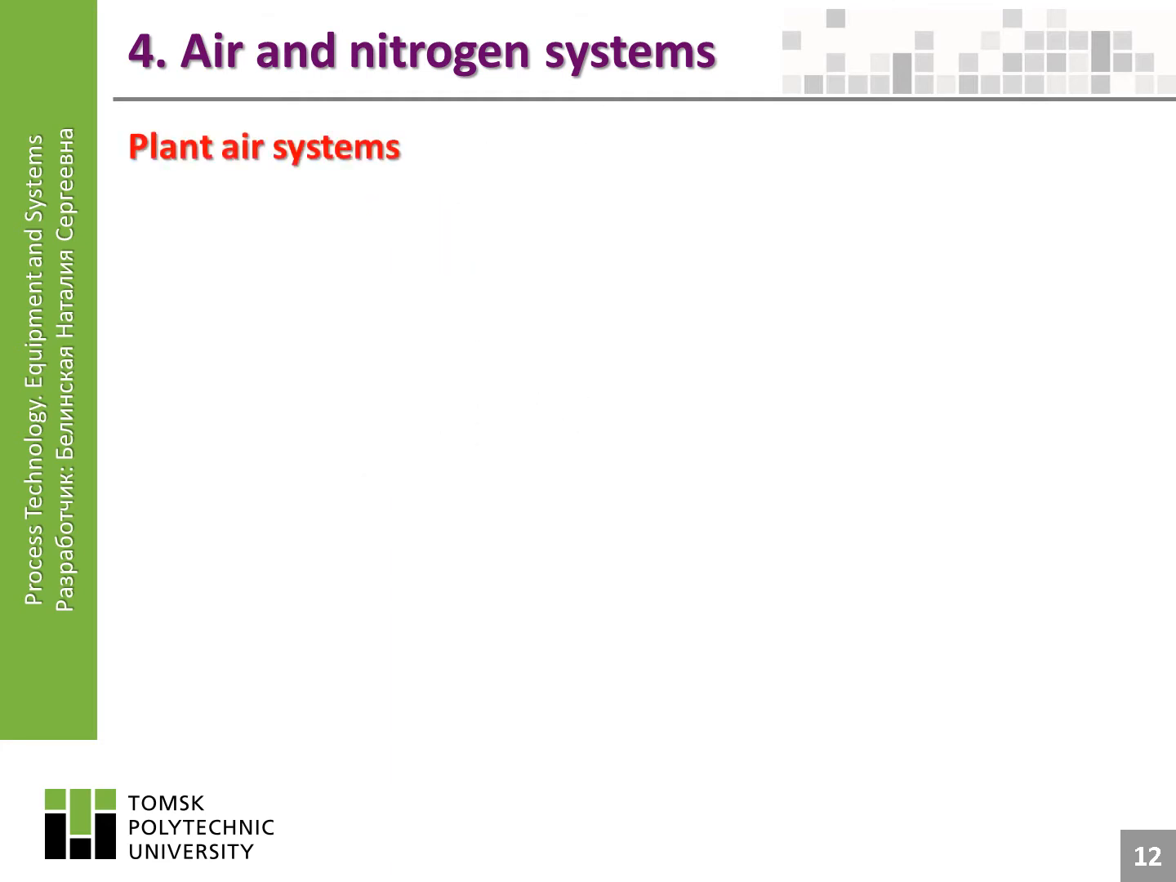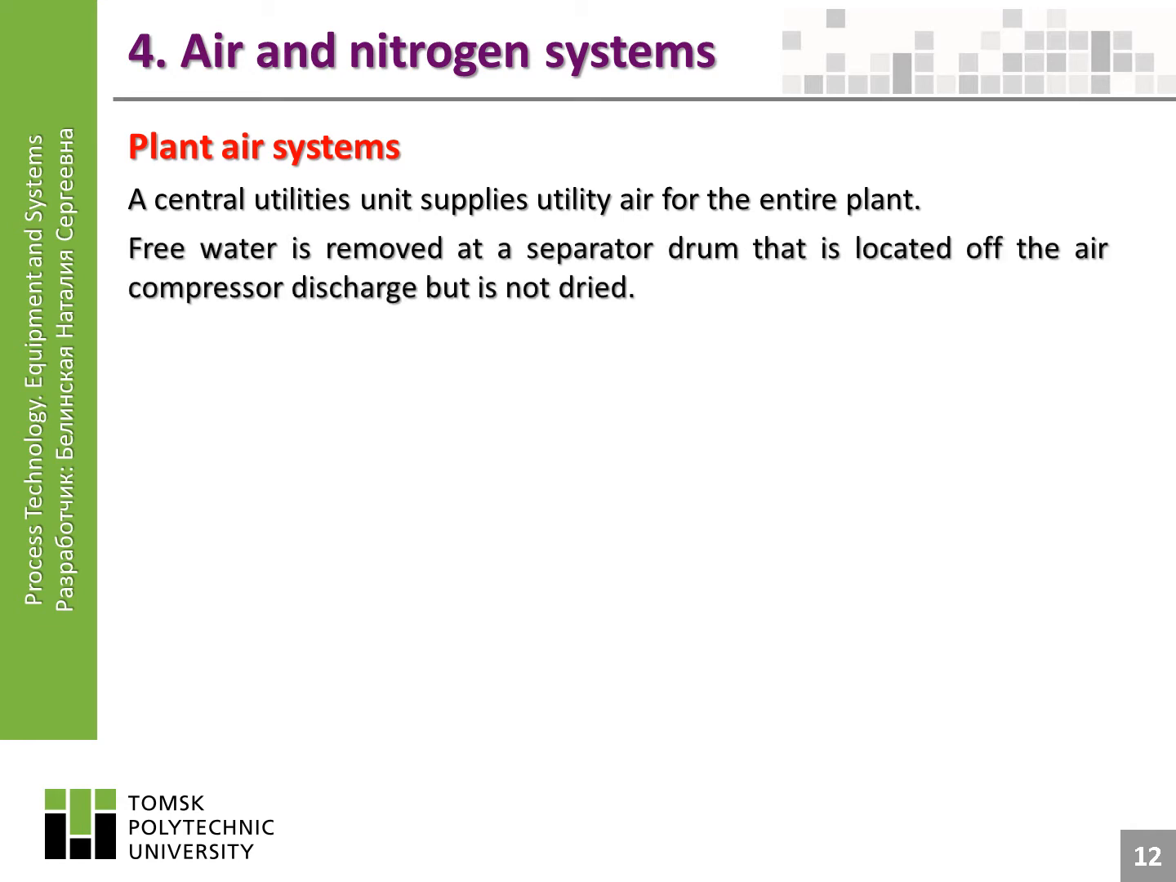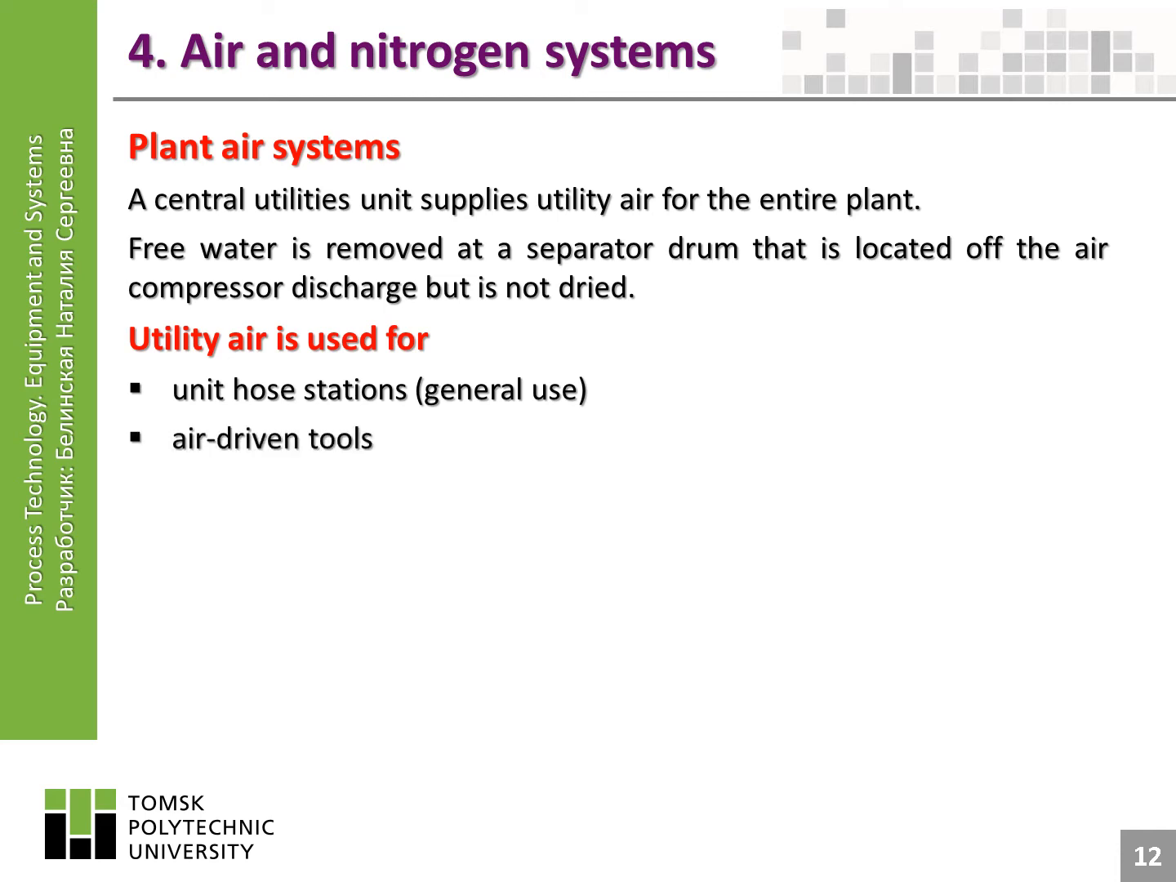Plant air systems. A central utilities unit supplies utility air for the entire plant. Free water is removed at a separator drum that is located off the air compressor discharge but is not dried. Utility air is used for unit hose stations, general use. Air-driven tools.